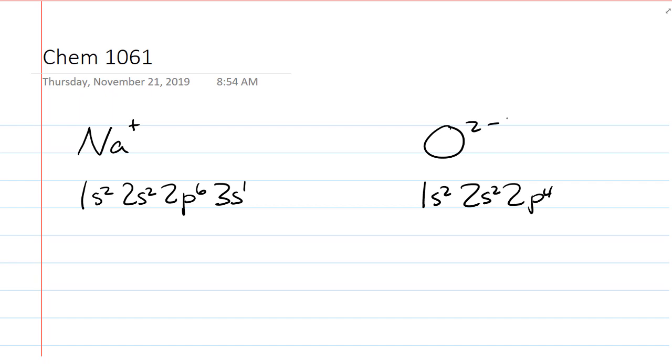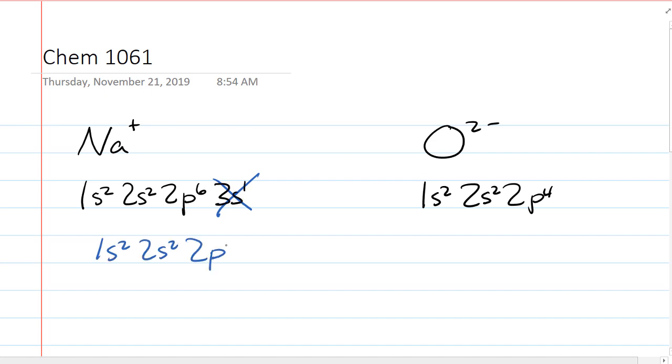What does it mean if we write a single positive charge? What has happened to the electrons? Lost an electron. So which electron is going to go away? 3s1 is going to go away. And what that leaves us for the configuration is 1s2, 2s2, 2p6.